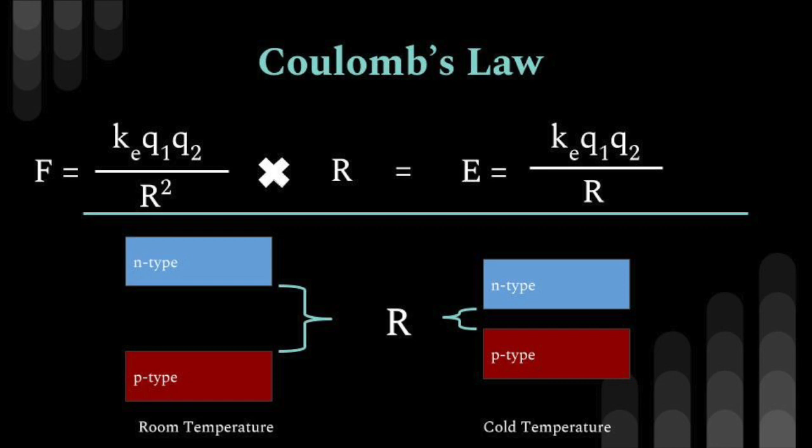Because of Coulomb's law, the shorter distance between the N and P-type semiconductor causes a greater attraction between the electrons and the holes. This results in light of higher energy or shorter wavelength being released. This means that a more energetic photon is released, resulting in a color change of the LED.